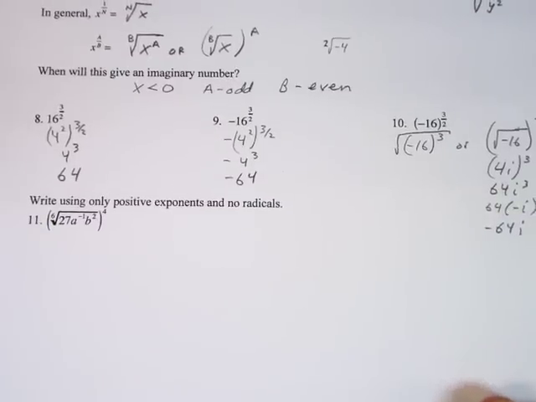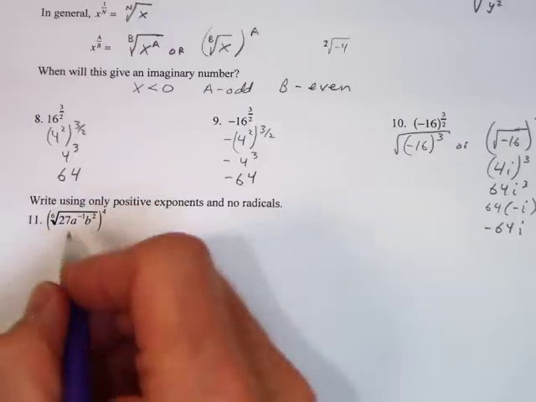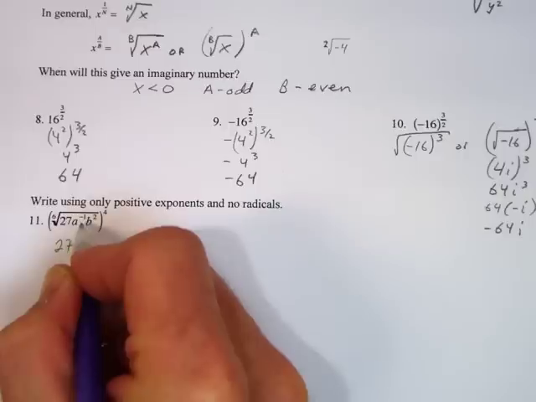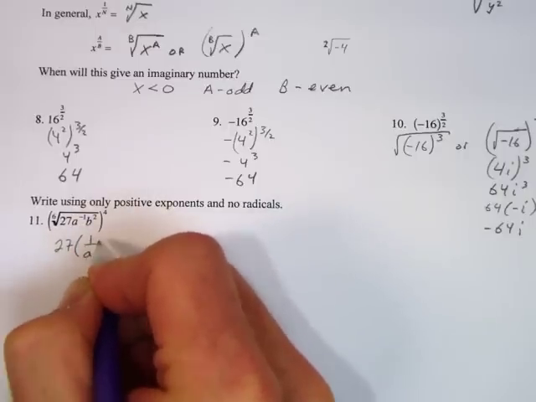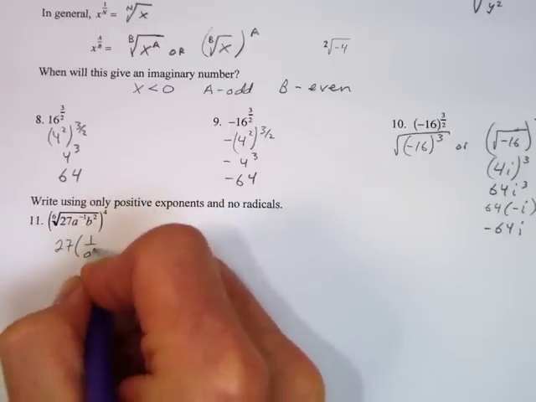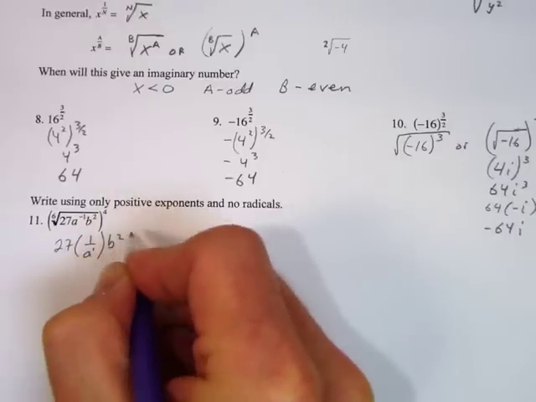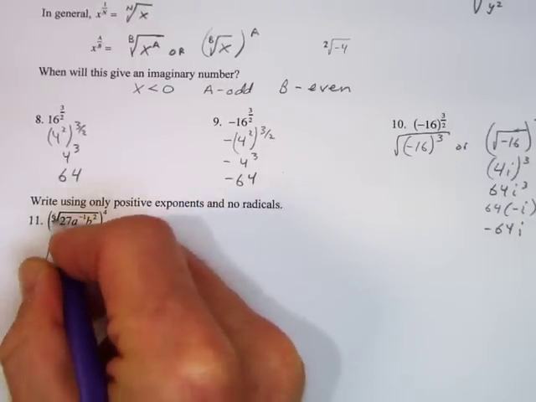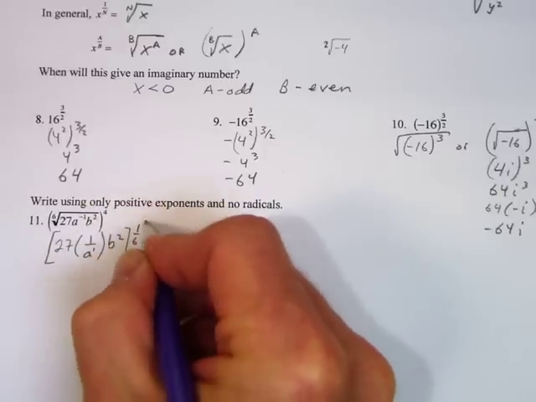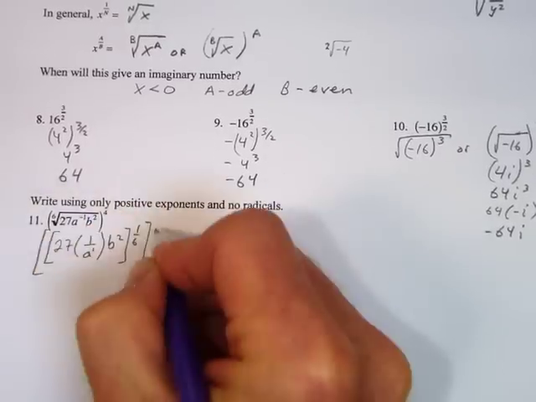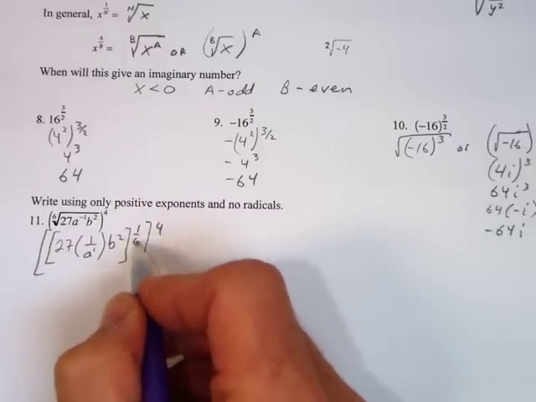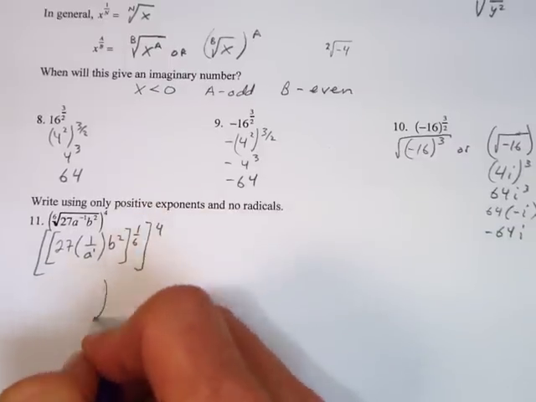Right, using only positive exponents and no radicals. This is basically just a skill problem, working on these exponents and trying to write them. We have 27. A to the -1 is the same as 1 over a to the 1st, times b squared. All of that is being raised to the, it's a 6th root, so that's a 1/6 power, and then that is all being raised to the 4th. Now 1/6 times 4 will give us 2/3.